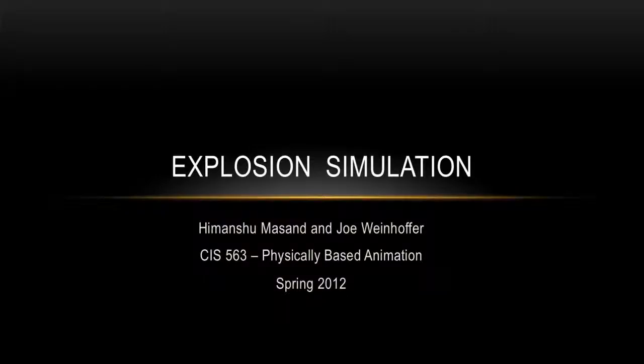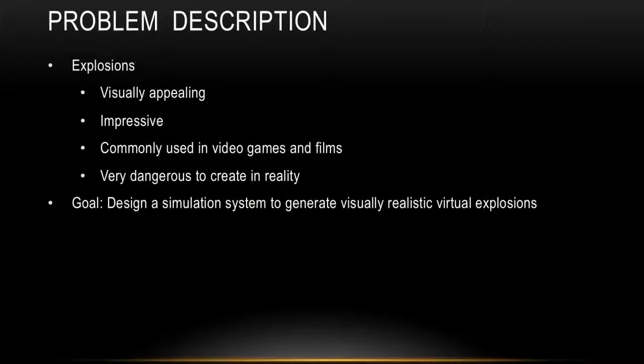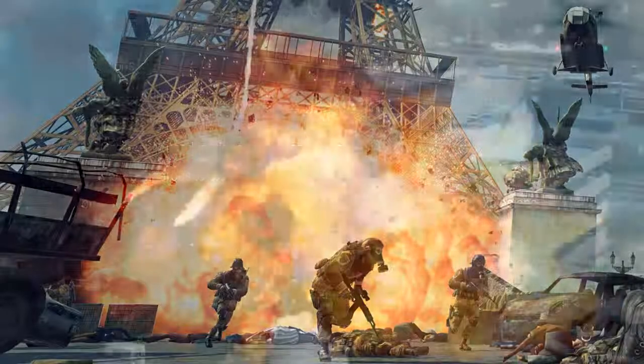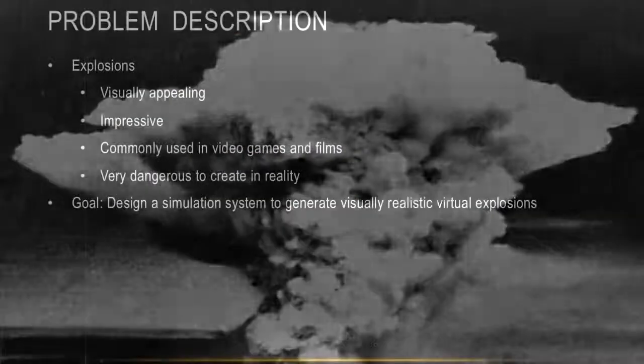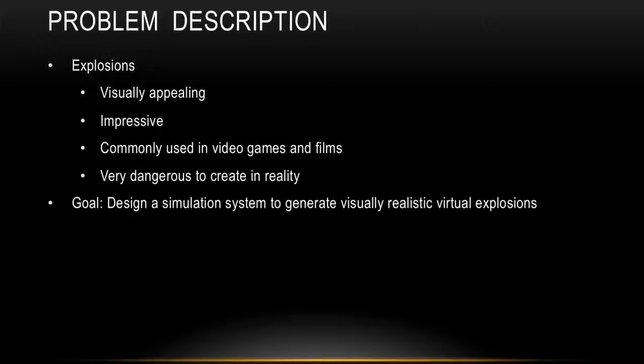Our final project for CIS 563 physically based animation is to build an explosion simulation system. Explosions are very impressive special effects which are commonly used in many video games and feature films. However, explosions are extremely dangerous in real life, making computer graphics necessary to generate these effects. The goal of this project is to build a system to create realistic virtual explosions.